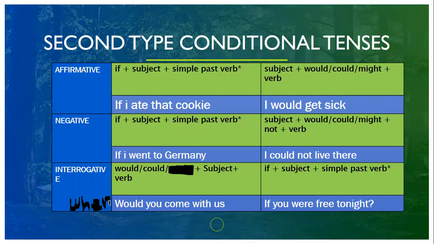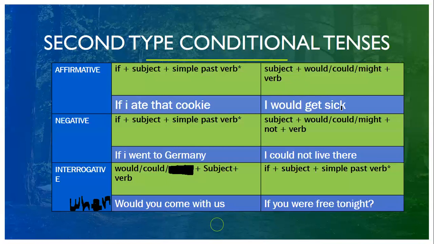Remember, if somebody asks you a question with second type conditionals, you can answer. Like, would you come with us if you're free tonight? I would answer, if I am free tonight, I will go with you. Or I will go there. Or I will accompany you. Or if we have another question like, what would you do if you were in the zombie apocalypse, for example? If I were in the zombie apocalypse, that's my answer, I would run to a bunker and hide myself over there.